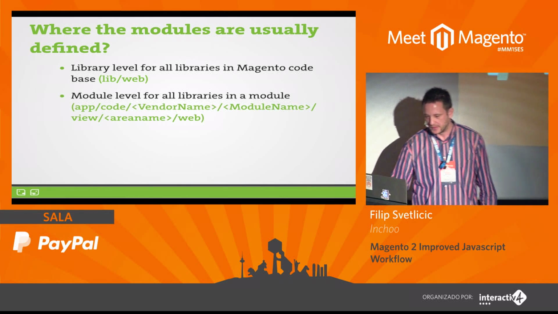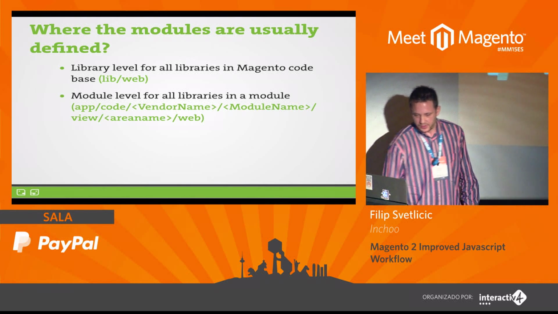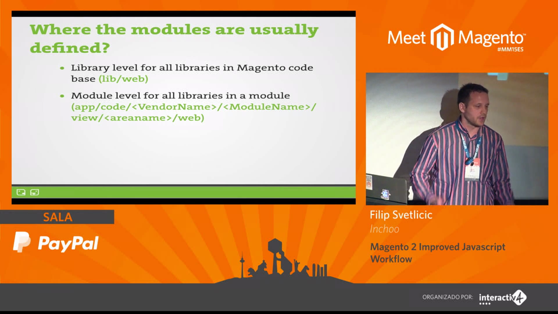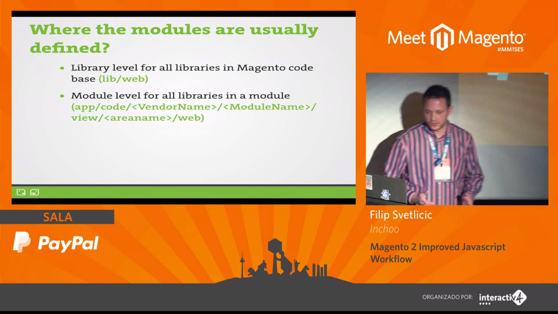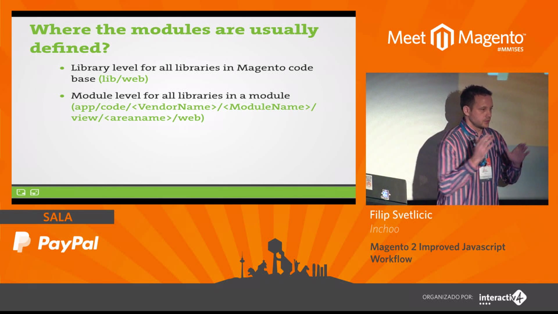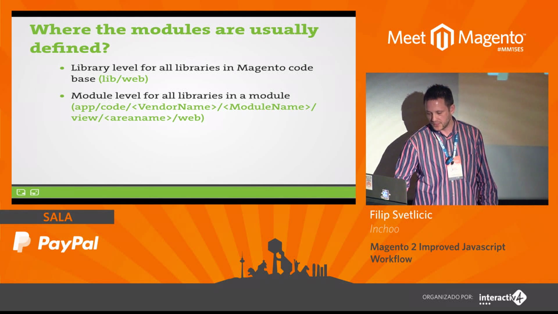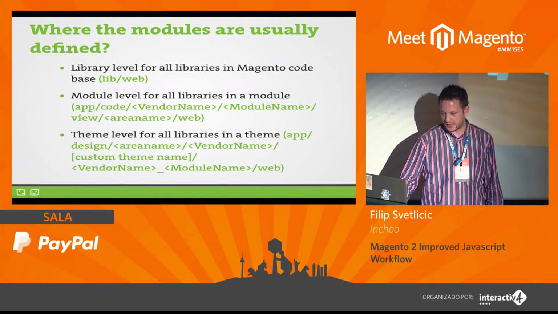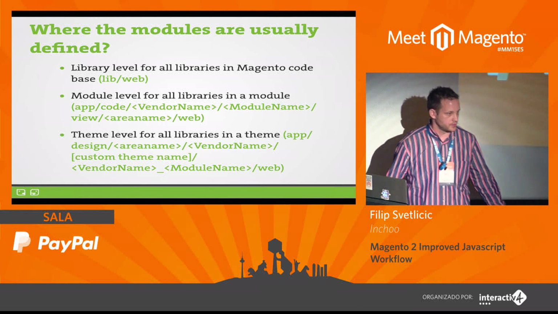Now, there is the module level for all libraries in a module, for example, in some custom module, which is also where modules can be defined, in the JS folder, in the web folder JS, and in the theme level, of course.